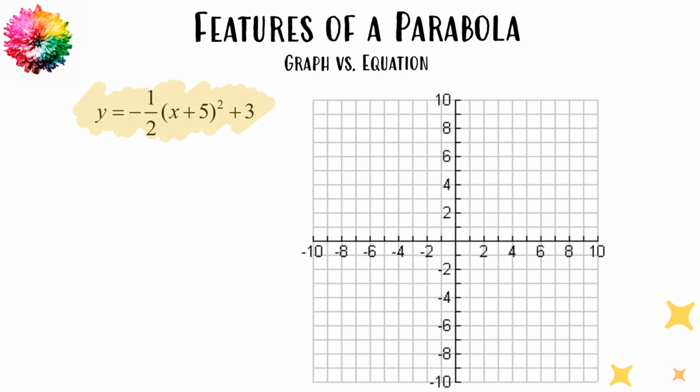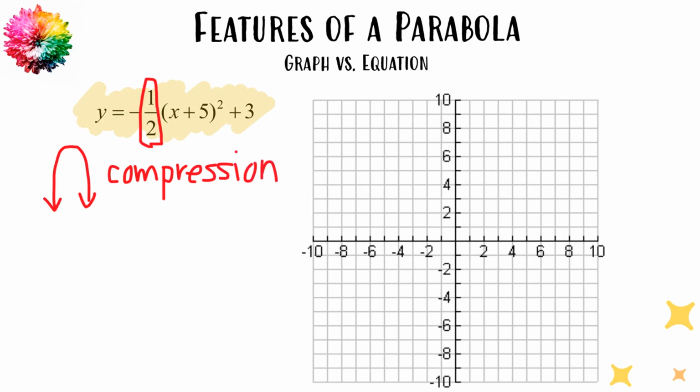If you take a look at the negative, you are going to remember that a negative over here means that our parabola is going to open downwards. So a regular parabola with a parent function of y is equal to x squared opens upwards and looks like a U, but in this case, our parabola is going to open downwards. Then we have the number 1 over 2, and that tells me that this has a vertical compression, because when the number is between 0 and 1, it's a compression, and our parabola is going to be wider than the parent function of y is equal to x squared.